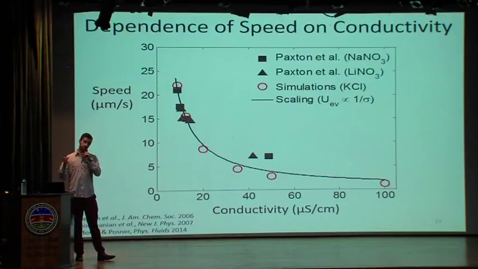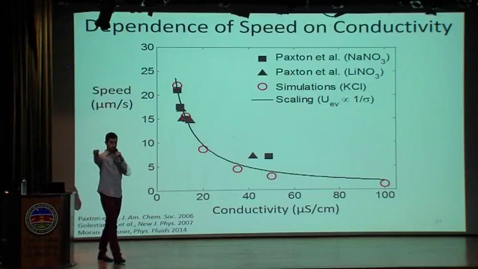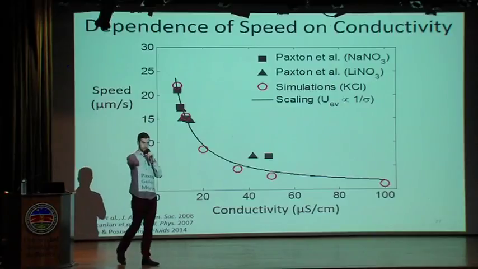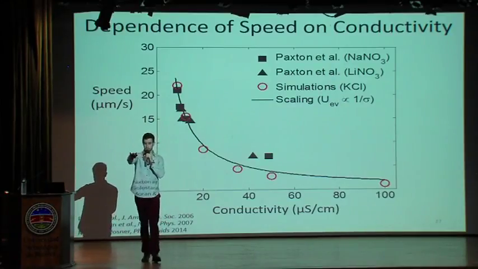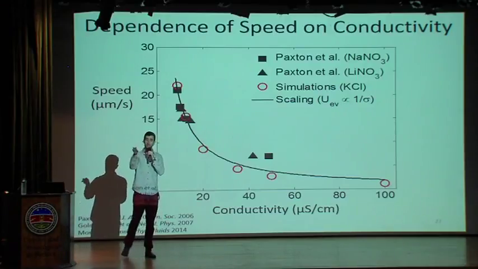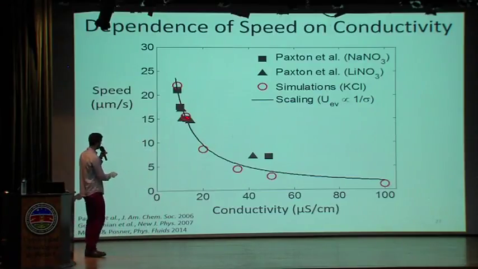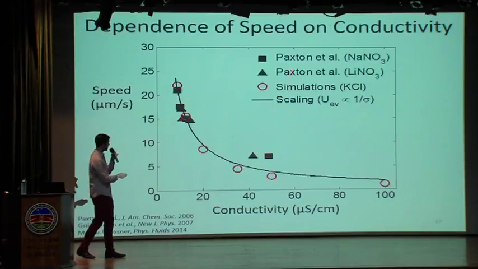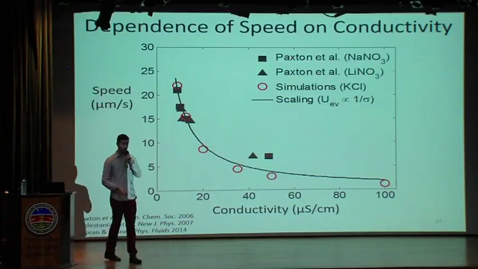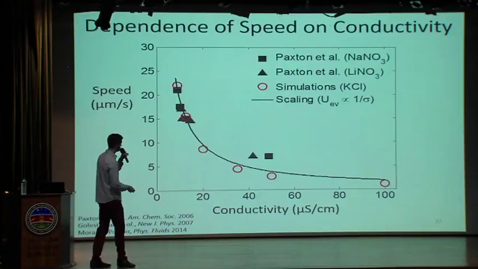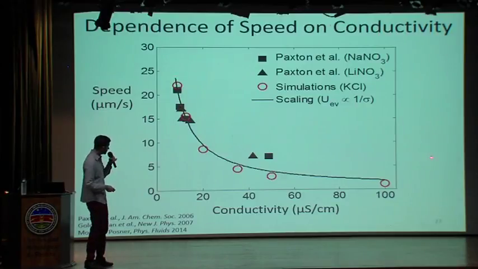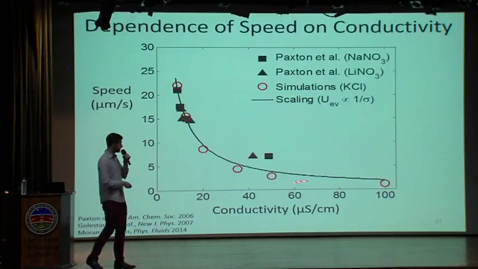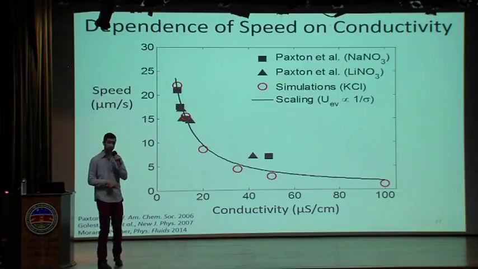What that means is, if you add salt to the swimming rods, that will actually slow them down. And that's been observed experimentally. So in black here, I'm showing measurements of Paxton and co-workers, Walter Paxton, good friend, and they showed that the speed slows down as you increase the electrical conductivity of the solution.